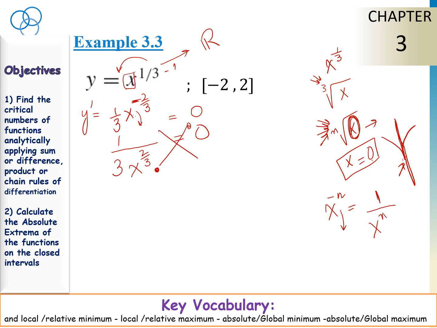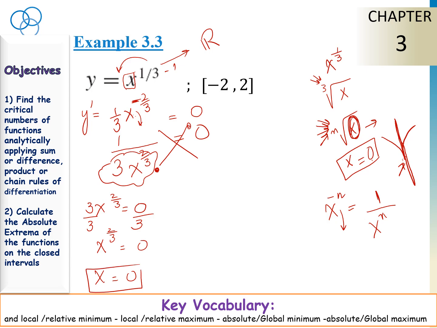But in such cases, to find the critical number, you take the denominator and make it equal to 0. So let's see, 3x to the power of 2/3 equals 0. Remember, divide both sides by 3. So you will have x to the power of 2/3 equals 0. Or you can say x equals 0.